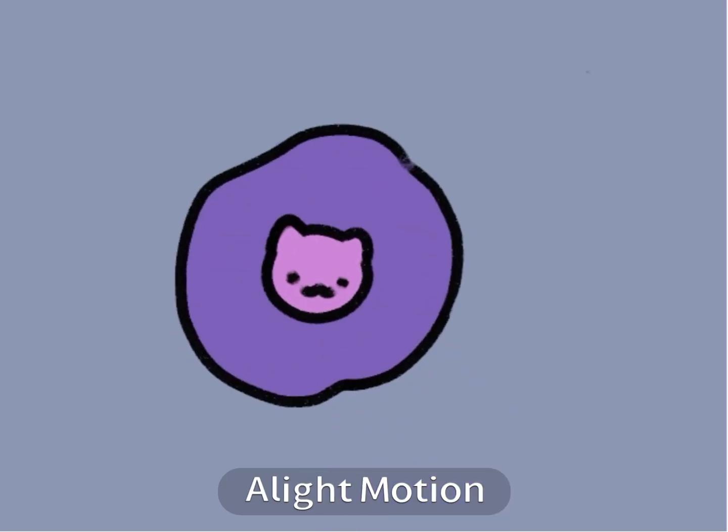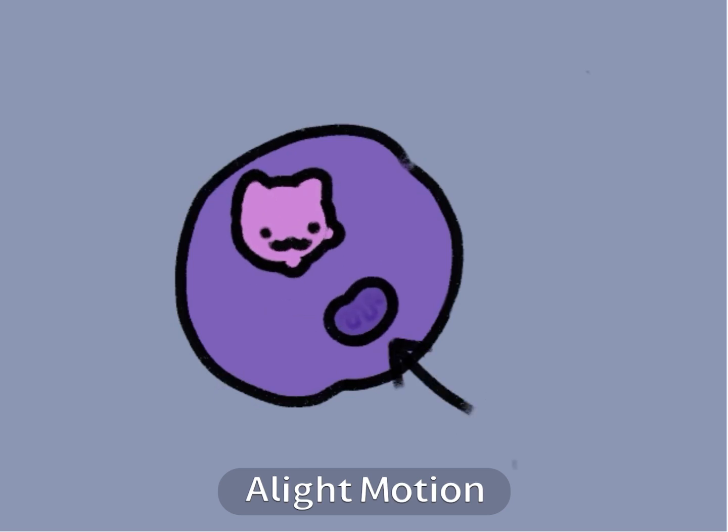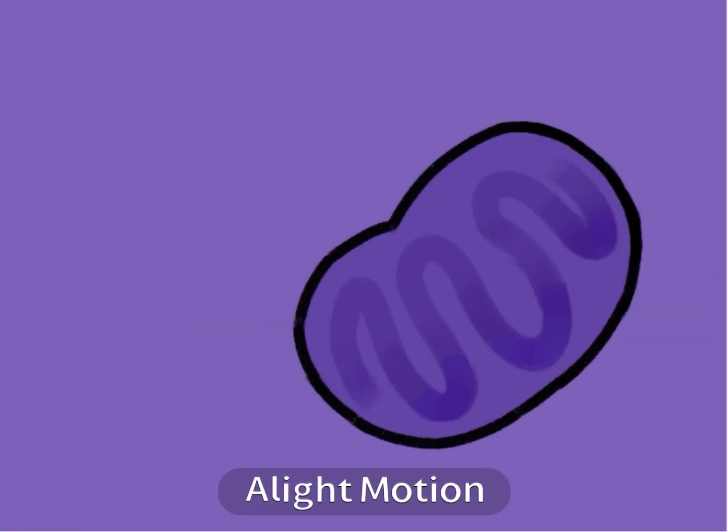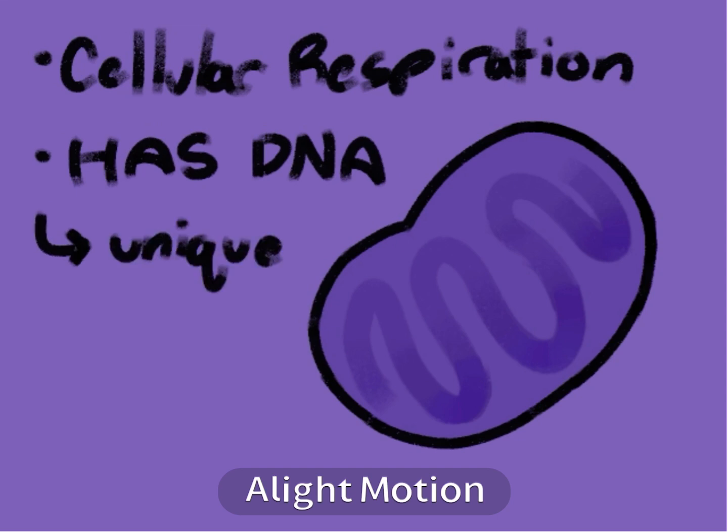How do cells get energy? The mitochondria are the answer. The mitochondria are responsible for cellular respiration, a process which turns oxygen and sugar into energy, water, and carbon dioxide. The energy is in the form of ATP, which is now usable to the cell.